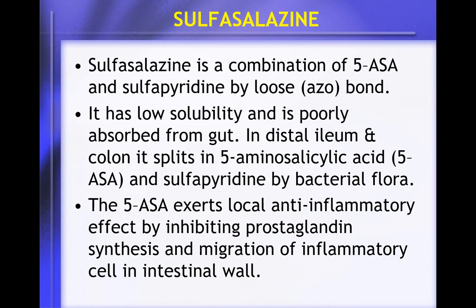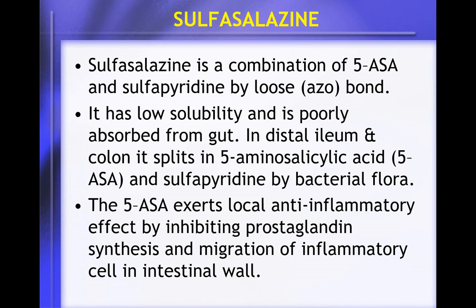Now, sulfasalazine, one of the aminosalicylates, is a combination of 5-aminosalicylic acid and sulfapyridine bound by a loose azo bond. Sulfasalazine has low solubility. It is poorly absorbed from the GIT in the distal ileum and colon. It splits into 5-aminosalicylic acid and sulfapyridine by bacterial flora.